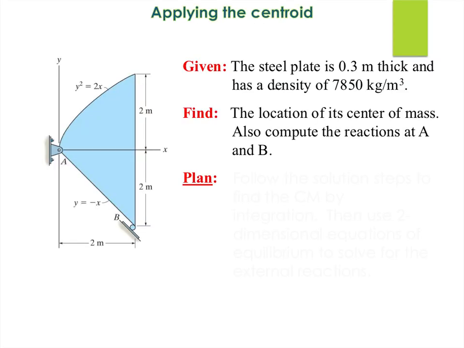So here's a problem where we want to find the centroid, and we're going to use it then to do a problem, because we're told that this steel plate, which has an irregular shape, is bounded by 2 different curves on the top and the bottom, has a uniform thickness though, and we're told its density. We need to find the center of mass, because this is where we would put the weight vector to do our calculations of our support reactions.